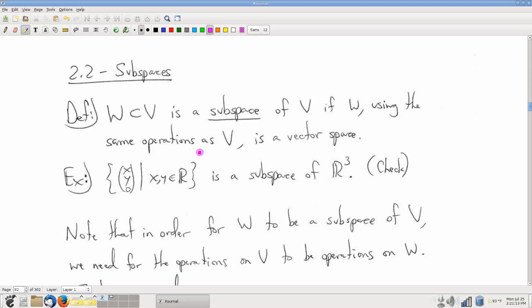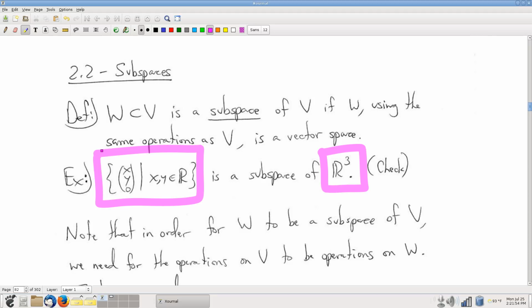Okay, so here's an example. Let's consider the collection of ordered triples, so the collection of points in R3 for which the third coordinate is 0. This is what you might think of as the xy plane in R3. And the assertion here is that this is a subspace of R3. So it's clearly a subset of R3, and all these points are in R3. Now you have to confirm that this is a vector space, specifically using the same operations as R3, namely the usual vector addition and the usual scalar vector multiplication. Check that this is a vector space.